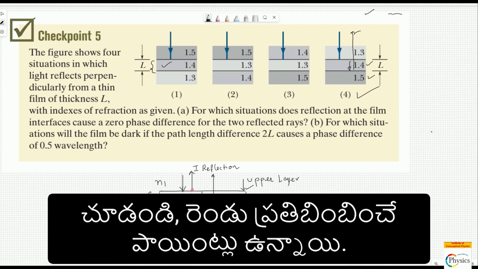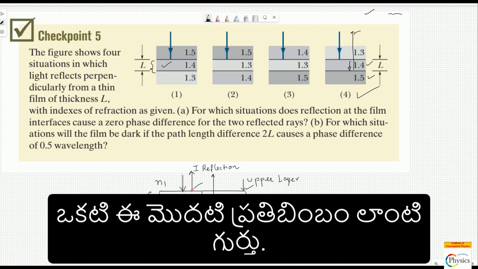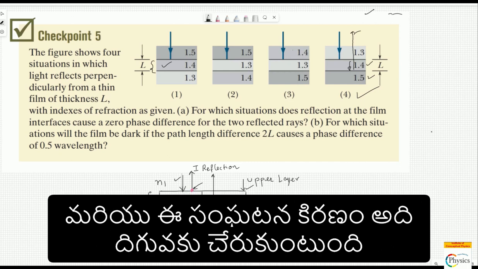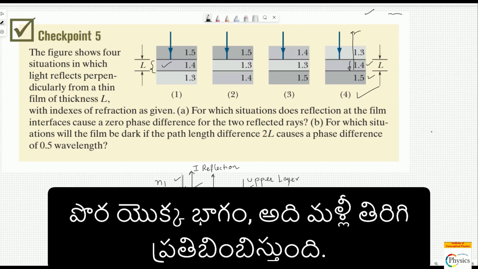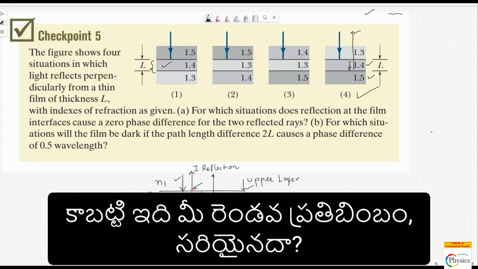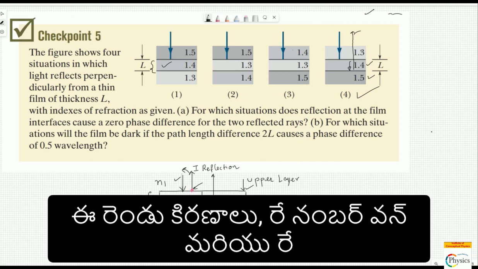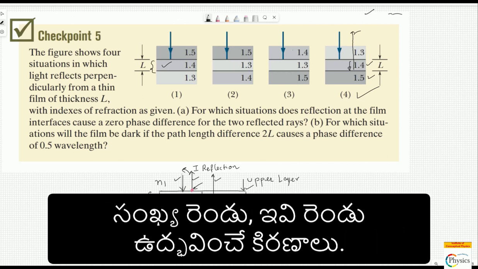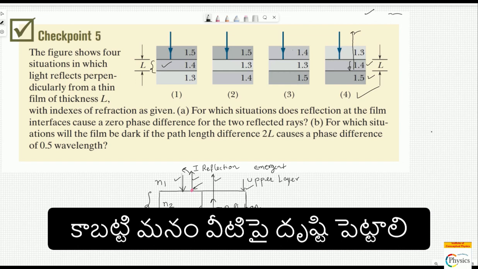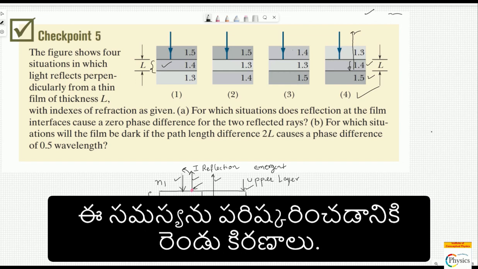As you can see, there are two reflecting points. One is marked like this, first reflection, and when this incident ray reaches the bottom part of the layer, it again reflects back. So this is your second reflection, right? These two rays, ray number 1 and ray number 2, are two emergent rays. So we have to focus on these two rays to solve this problem.